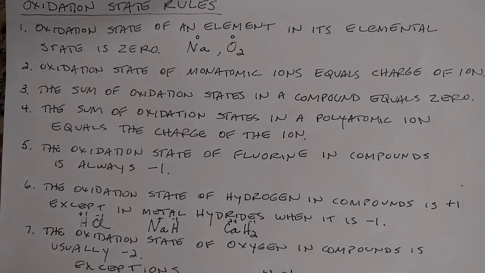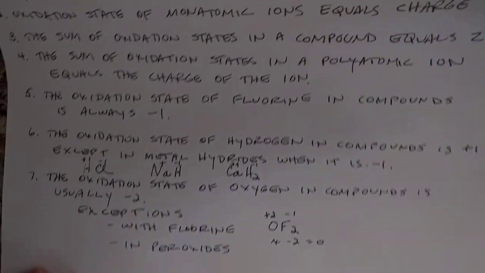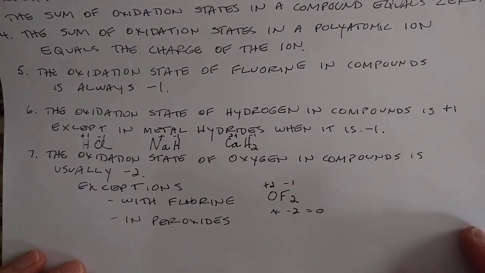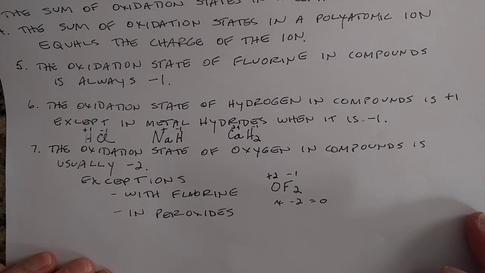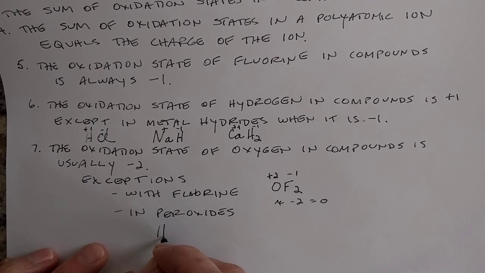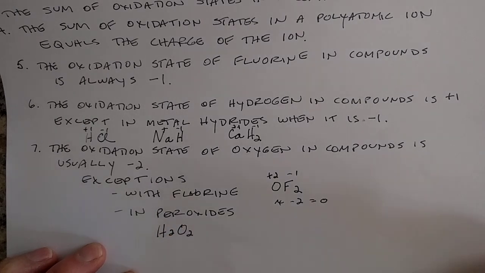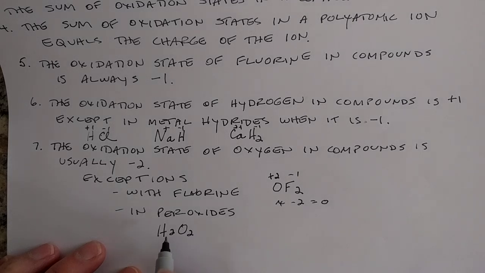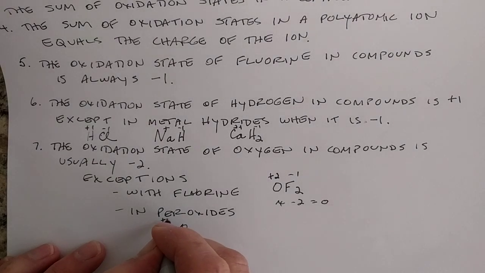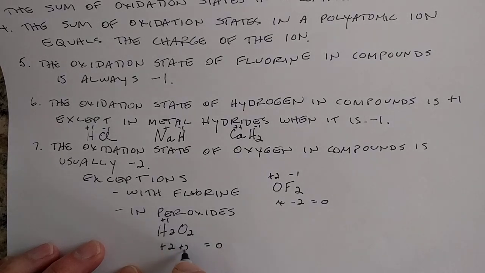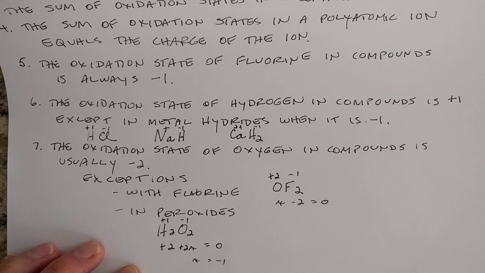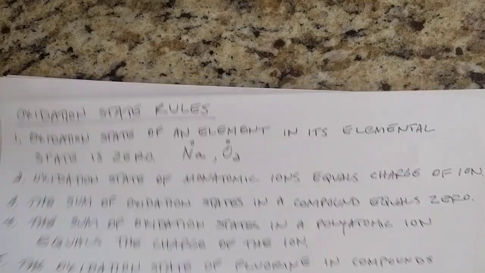And another important exception, oh man, that whole thing was off the page. Sorry about that. Our next important exception is in peroxides, such as H2O2, hydrogen peroxide. So our hydrogen is +1 for a total of +2. The whole thing has to equal 0. So our X equals -1. So this is where oxygen has an oxidation state of -1.